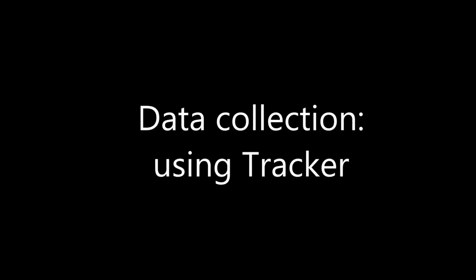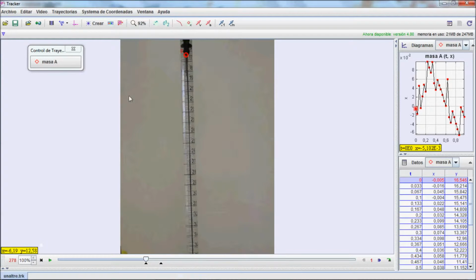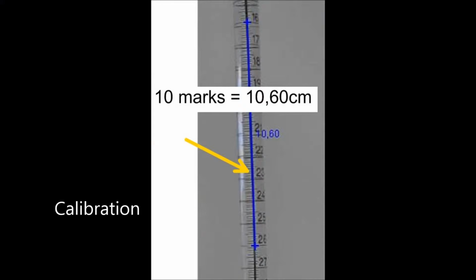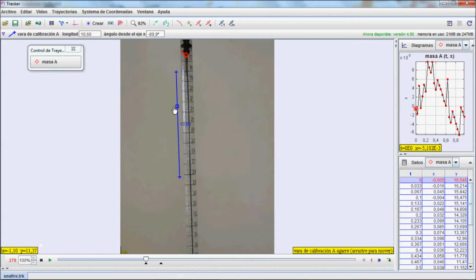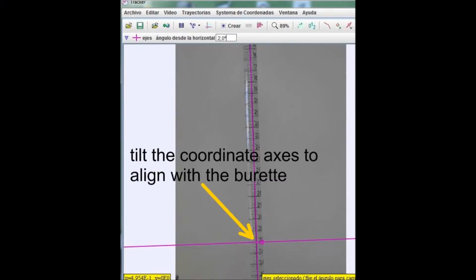We've used Tracker to make measurements. First of all, we have calibrated the distances. 10 marks in the burette are 10.6 centimeters. And we've put the coordinate systems, tilting it a bit in order to align with the burette. The image is tilted because the camera was tilted.